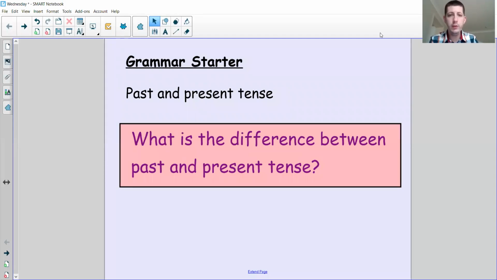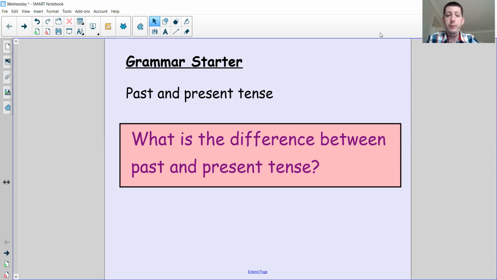Hi there. We're going to start off our lesson today with a grammar starter looking at tenses. And we're going to be focusing on the past and the present tense. We have discussed this before about what a tense means, but what is the difference between the past tense and the present tense? What do each of those things mean? How do you know whether a sentence has been written in the past tense or the present tense?